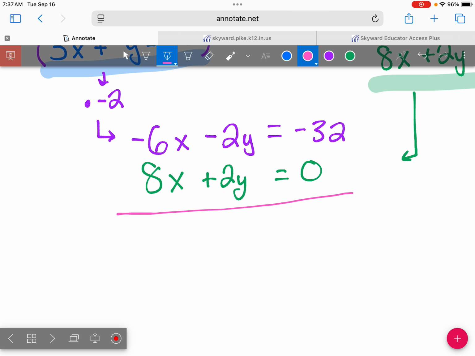And then we do one more round of adding. When we add these together, what do we get? What is negative 6x plus 8x?